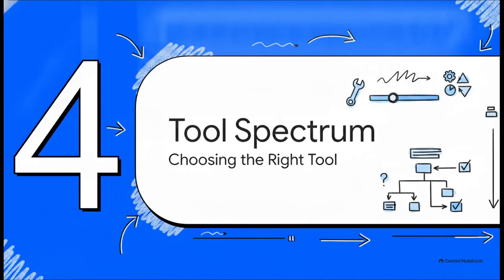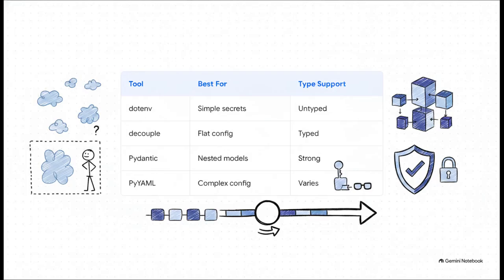Section 4, the configuration tool spectrum. Because as technical professionals, we don't just need to know how to use a tool, we need to know exactly when it makes sense to use it over the alternatives. Think of these tools on a spectrum. Standard python .env is totally fine for simple, untyped strings, and its massive community support makes it a solid default for basic stuff. On the totally opposite end, as we saw in Explainer 55, PyYAML is great for complex nested configurations, and Pydantic settings is your go-to when you need to define comprehensive, heavily validated models.